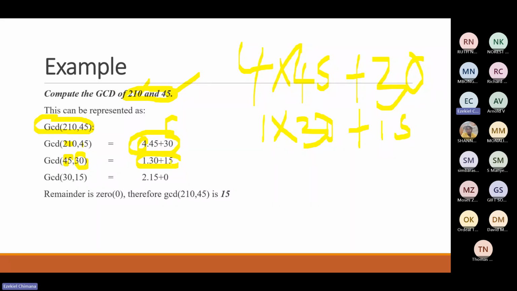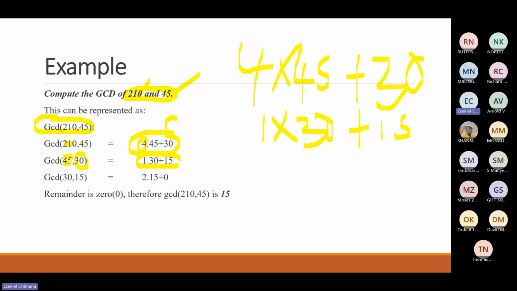So we are just expressing this 45 in terms of this 30 and the remainder. 30 into 45 is 1, and then remainder 15. So if we say 1 times 30 plus 15, we are just going to get 45. And then next, since our remainder 15 is not equal to 0, we are going to replace A by B and B by R.